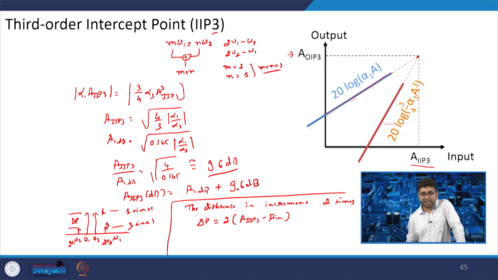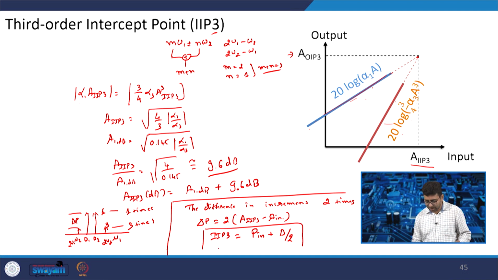If you want to find the third order intercept point, when your first order is increasing one time, your third order is increasing 3 times. So, the difference between the two, delta p, is 2 times AIIP3 minus A in 1. If we are interested in finding the IIP3, then IIP3 is equal to P in plus delta p by 2, because it is a difference and we represent it in terms of power. This is a very important equation. You can find the IIP3 of your system if you give a 2 tone input, and if you know the input power and the difference, delta p by 2, in the output, then you can get the IIP3.